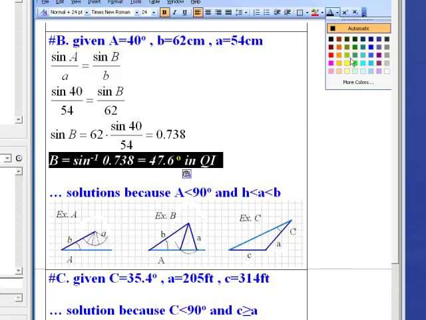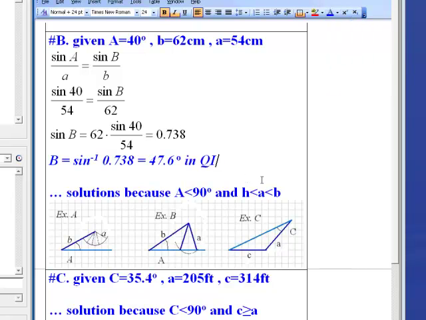I guess I could have this in blue if I really want to. Okay. So we have an angle B here of 47.6 degrees in quadrant 1. But when we take the inverse sine of 0.738, we come up with a reference angle in quadrant 1. But it's also possible to come up with an angle in quadrant 2, which of course is 180 minus 47.6 degrees.